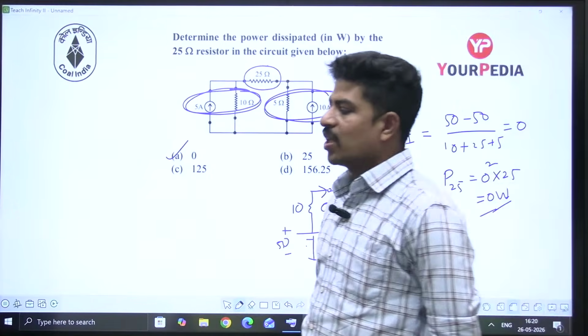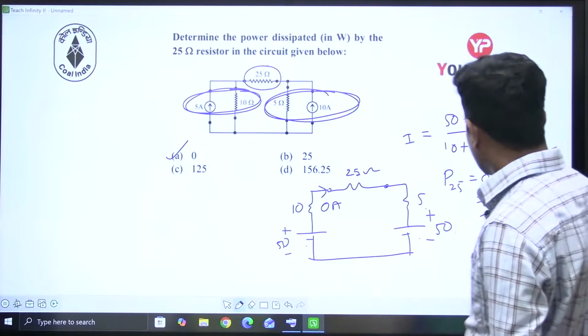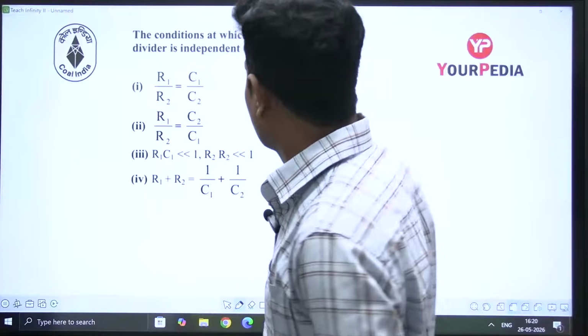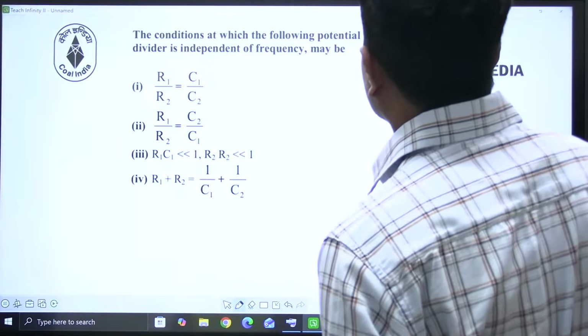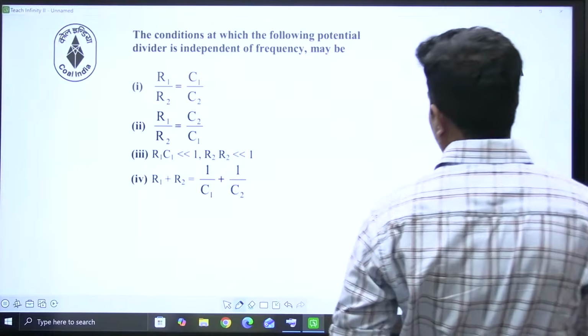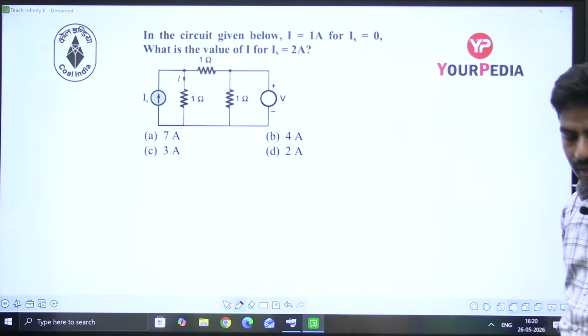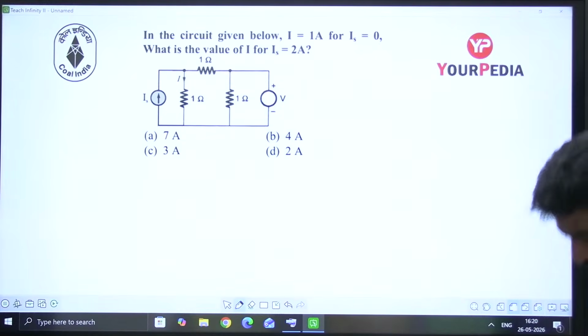Option is A for apple. Right? Most of you have given correct. Try this question, please. All of you try this question. Try that question, please.